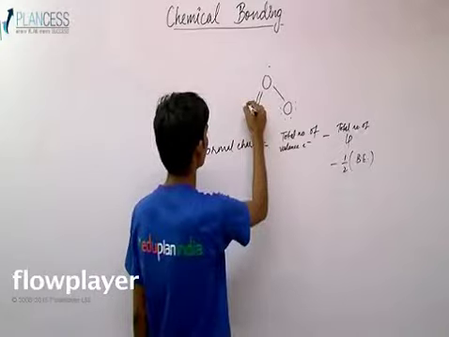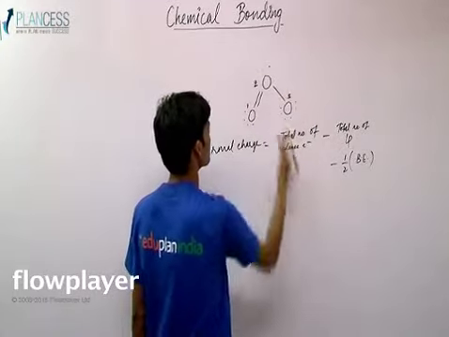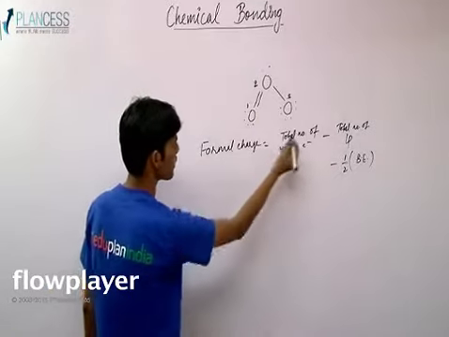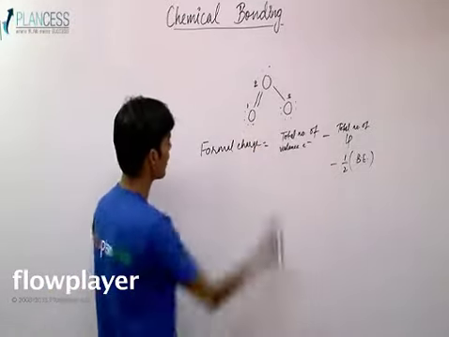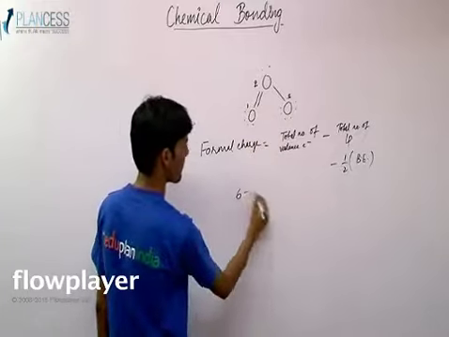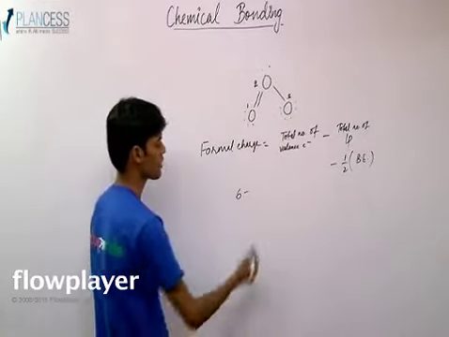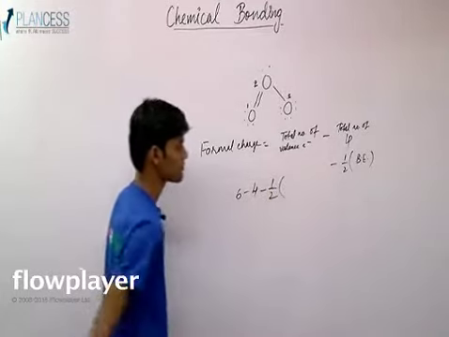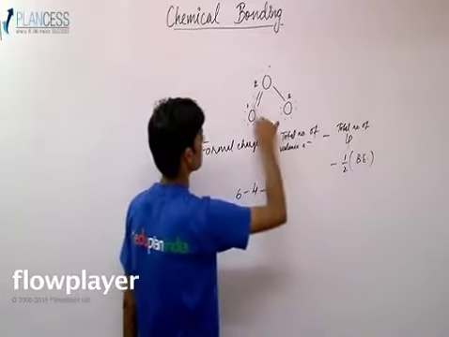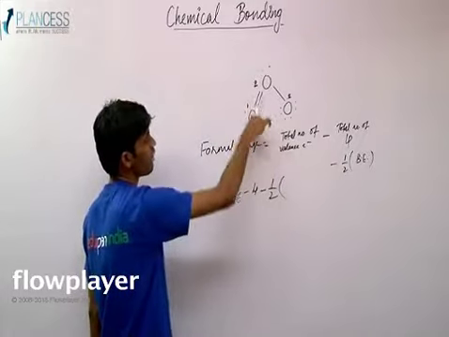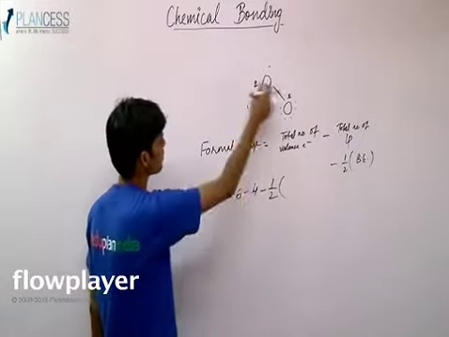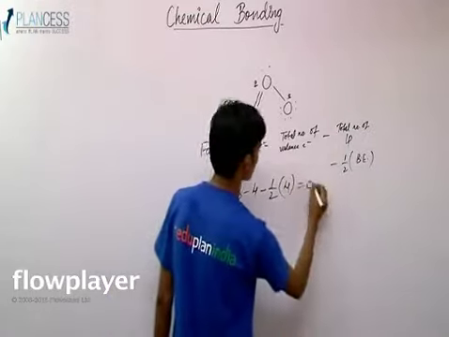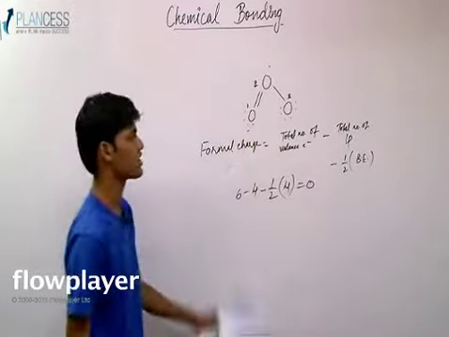So let's name them 1, 2, and 3. The formal charge on the 1 is equal to the total number of valence electrons in the free state, which for this oxygen is 6, minus the total number of lone pair electrons. How many lone pairs are there? There are 4 lone pair electrons, minus half times the total number of bonding electrons. Every single covalent bond has 2 bonding electrons, so it constitutes 4. So it is 6 minus 4 minus 2, which equals 0. So the first oxygen has formal charge 0.